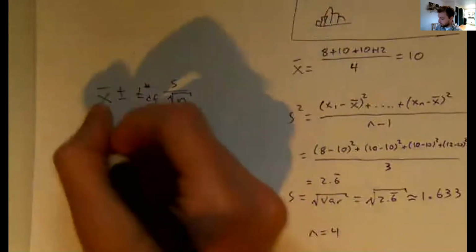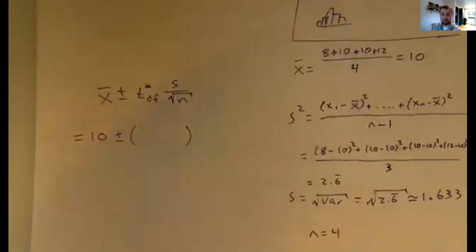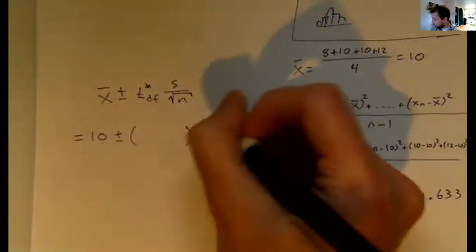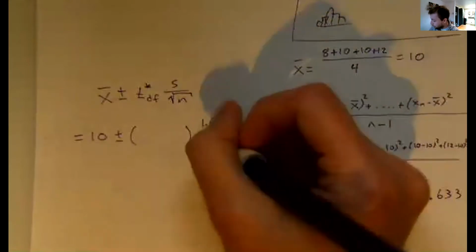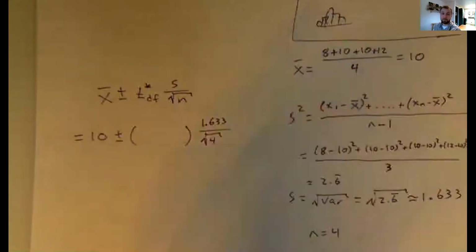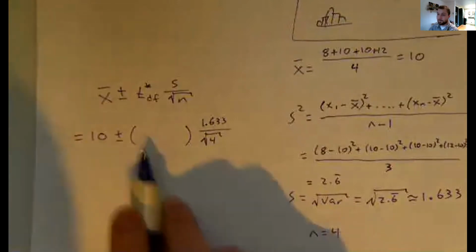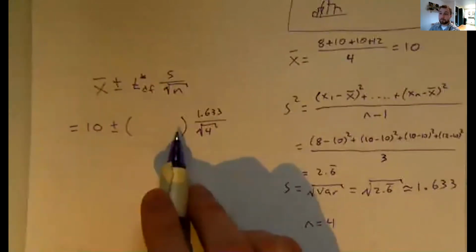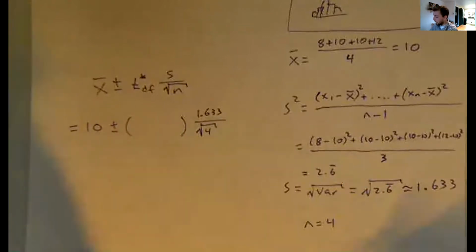My average was 10. Ooh, critical value. I'll come back to that. My standard deviation s was 1.633, and I'm working with 4 samples. I'm anticipating a really large margin of error here because if I only have 4 samples, I'm going to have a considerable amount of error. So I'm not going to be surprised if I have a large critical value and as a result of that, a really large margin of error. But let's try to find that out.